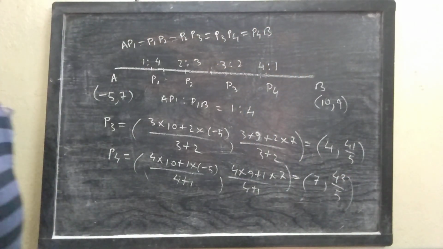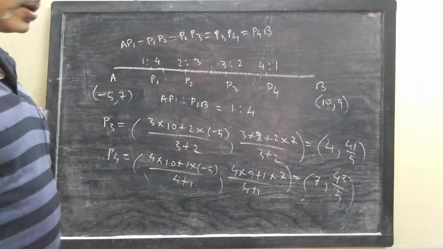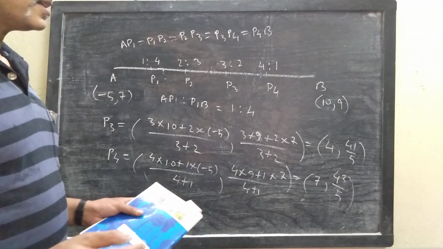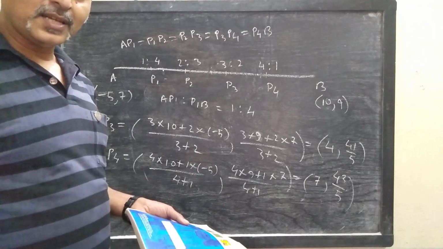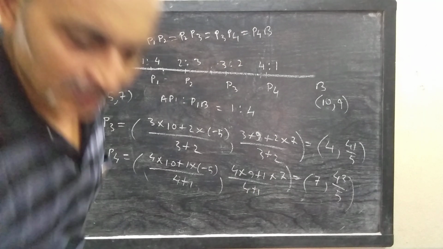So in this way we can find the coordinates of a point which divides a line segment in some ratio. In some ratio it may divide it internally, it may divide it externally.